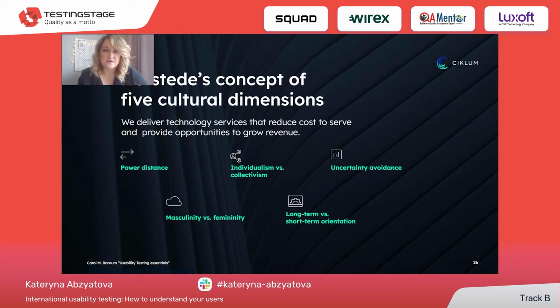And one more option is Hofstede's concept of 5 cultural dimensions, which we can take into account. This is also famous. He was maybe not a designer but QA, someone working on testing and focusing on usability, and he provided his own vision for the first 4 dimensions, and then after working with an Asian country, he added the 5th one.